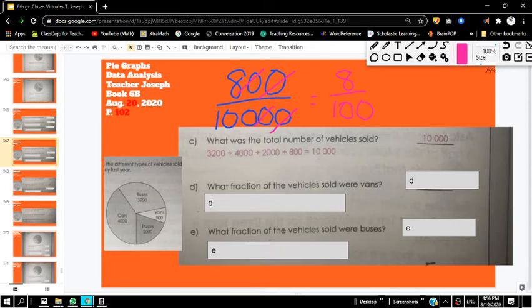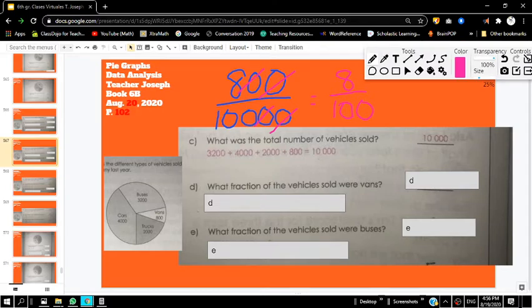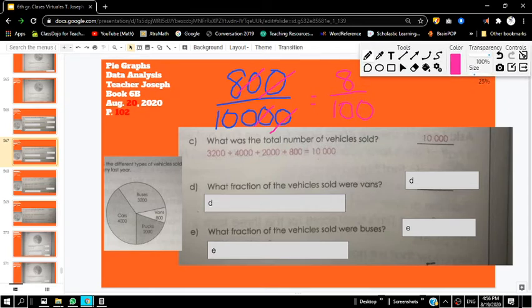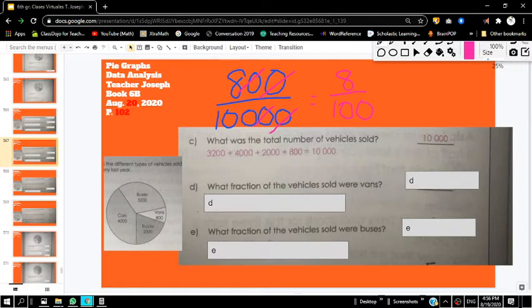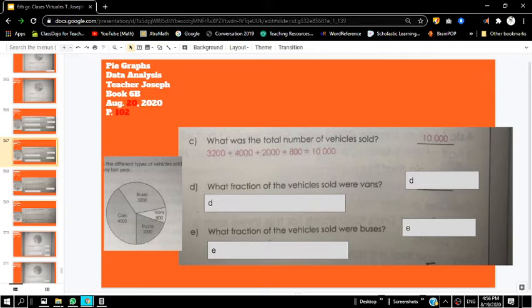And I can divide both sides again by, let me see, is it 2? No, 4. I can divide both sides by 4. Let's try that. Divide 8 by 4 and divide 100 by 4. It's going to give me 2 25ths. 2 25ths is my fraction of vehicles that were sold that were vans. All right. So let's see if that's correct. 2 25ths is my answer.